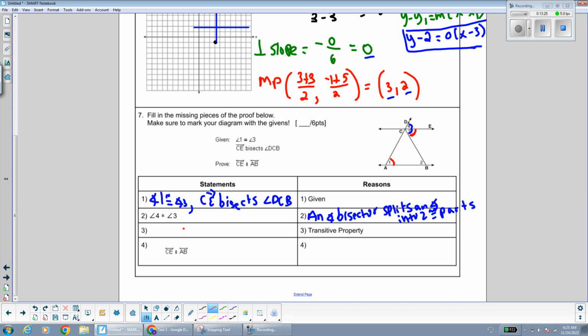And that's why I highly recommend marking the diagram because it makes your conclusions a lot easier to see, especially if you color code.